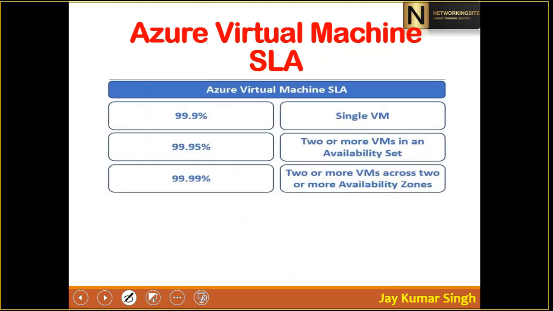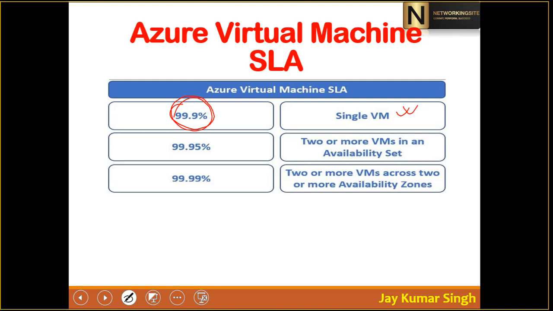Now you will say, whenever I create any VM, what is the SLA? SLA means service level agreement, meaning what is the availability percentage. See what Microsoft is saying: if you create a single VM, with no redundancy, nothing, even in that case I will provide you 99.9% availability. Don't think that because you haven't created any availability sets or availability zone, your server will go down.